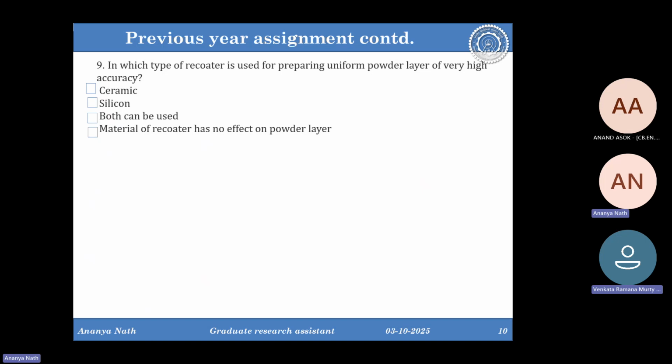Which type of recoater is used for preparing a uniform powder layer of very high accuracy? I think it's the recoater with ceramic blade. The whole recoater is not made of ceramic, but the blade is made of ceramic. Very high accuracy, because it gives us a kind of rigidity in layering the powder. So that's why it gives us very uniform powder distribution.